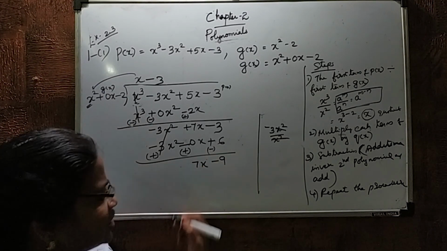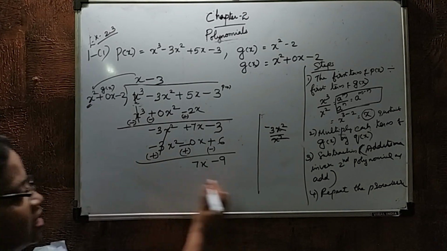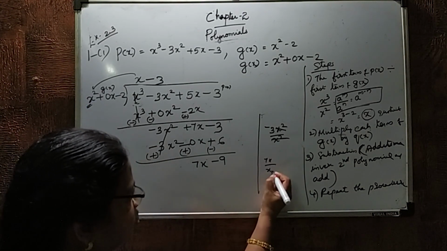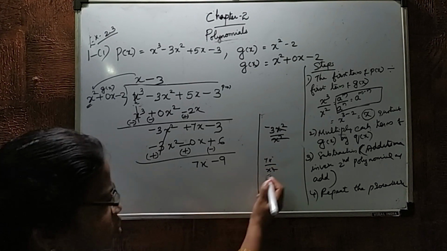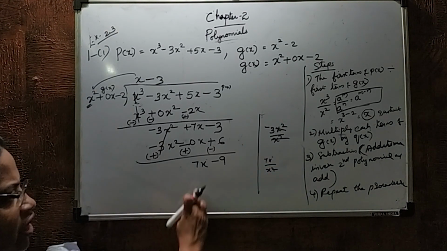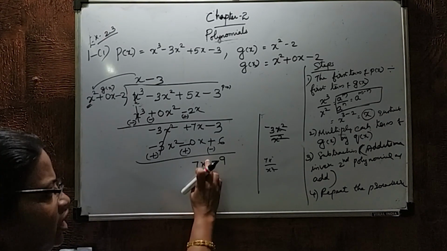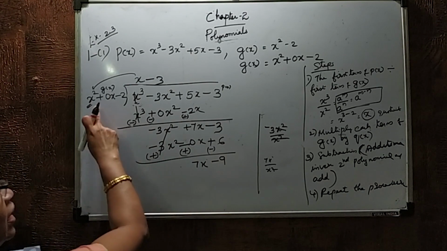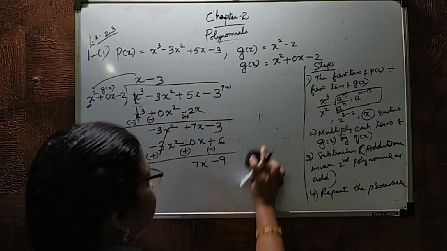What is the next step? It is 7x divided by x square. Now look, here the degree is 1. Here the degree is 2. So we have to stop there. When you got the remainder as 0 or the degree is less than the degree of g of x, it stops there.